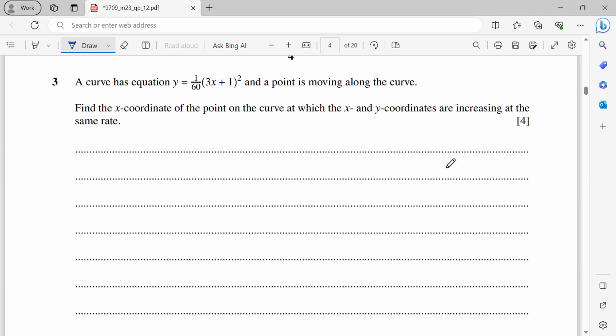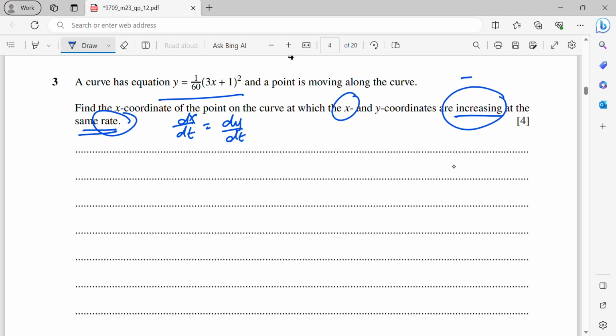Now, for the next question, a curve has equation y = 1/60 (3x + 1)², and a point is moving along the curve. Find the x coordinates of the point on the curve at which the x and y coordinates are increasing at the same rate. So whenever you see rates, that means d/dt. Because the x and y coordinates are increasing at the same rate, dx/dt = dy/dt, and it will be positive for both because of the increasing.